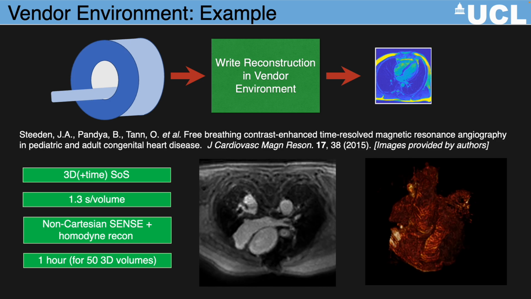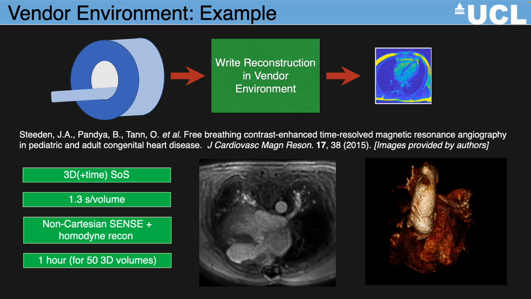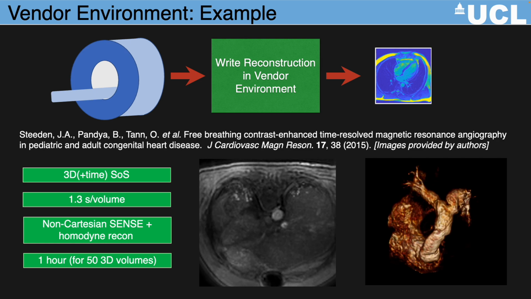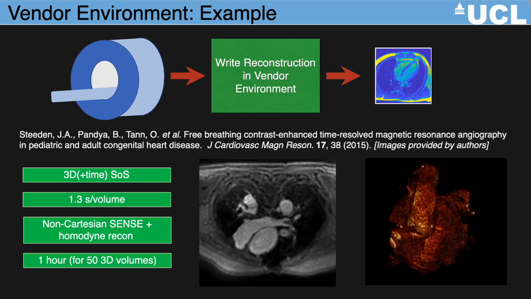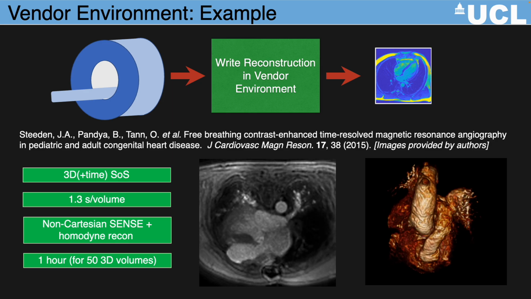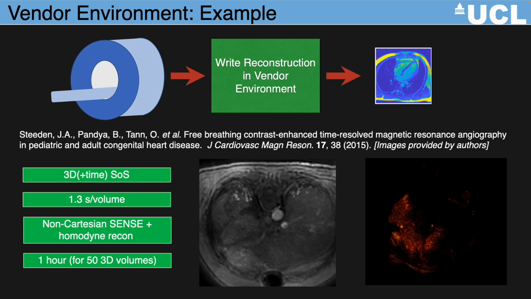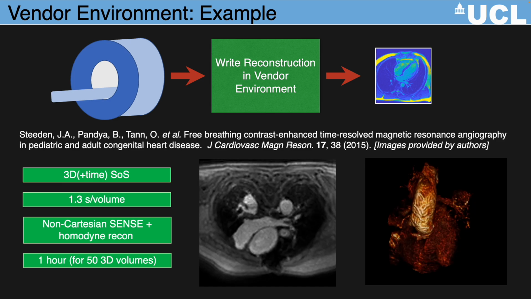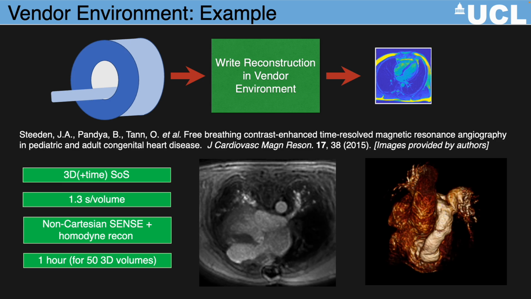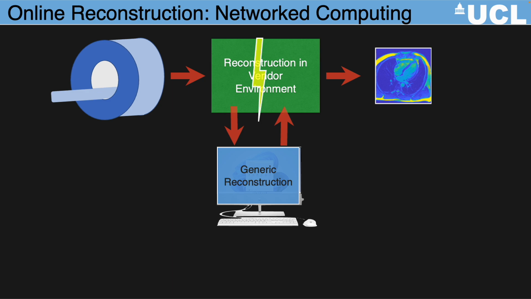The modified online reconstruction includes an iterative non-Cartesian SENSE as well as a homodyne reconstruction. However, this is a time-consuming reconstruction which took approximately 1 hour to reconstruct all 50 volumes on the scanner hardware, which consisted of 2 CPUs. Of course, it might be possible to significantly reduce this reconstruction time with the use of more advanced parallel computing. And this is one of the potential advantages of moving towards online reconstructions on externally networked computing.